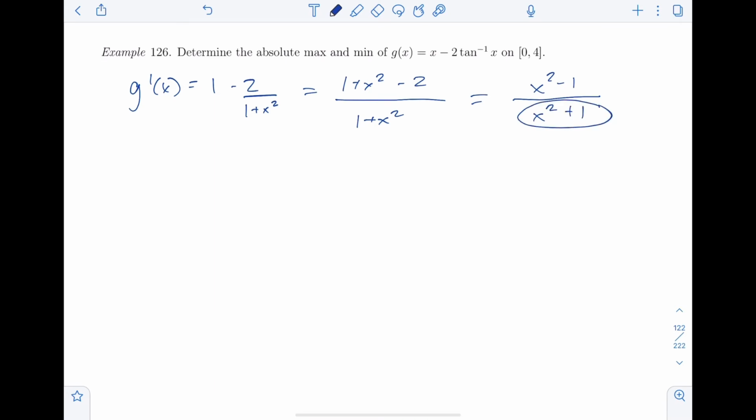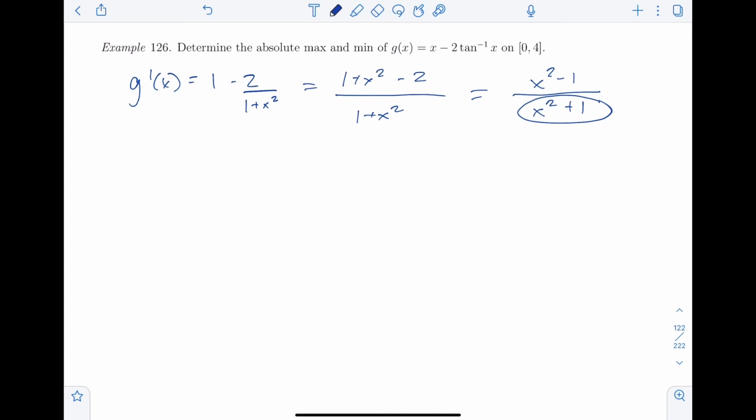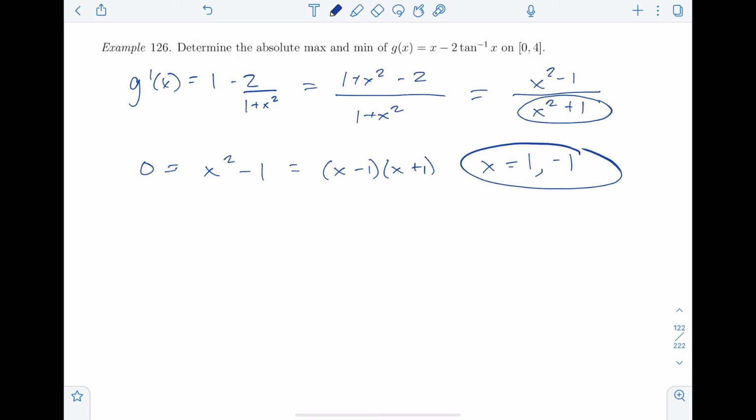The bottom is always positive, and so the bottom is never 0. That's good. This thing doesn't have any domain issues. And so when I set g prime equal to 0, all I have to do is the numerator, right? So I get x squared minus 1 equals 0, which is x minus 1, x plus 1. And that gives me x equals 1 and -1. So these are my critical points of this function. However, they aren't both in the interval that I'm concerned about. So I don't need to worry about the point that falls outside of the interval I'm looking at.